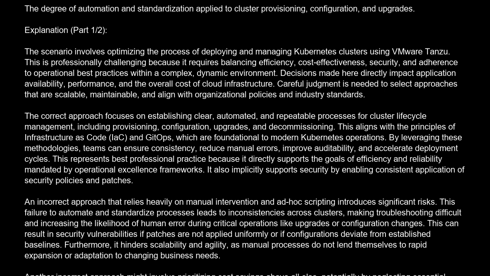This represents best professional practice because it directly supports the goals of efficiency and reliability mandated by operational excellence frameworks. It also implicitly supports security by enabling consistent application of security policies and patches. An incorrect approach that relies heavily on manual intervention and ad hoc scripting introduces significant risks.